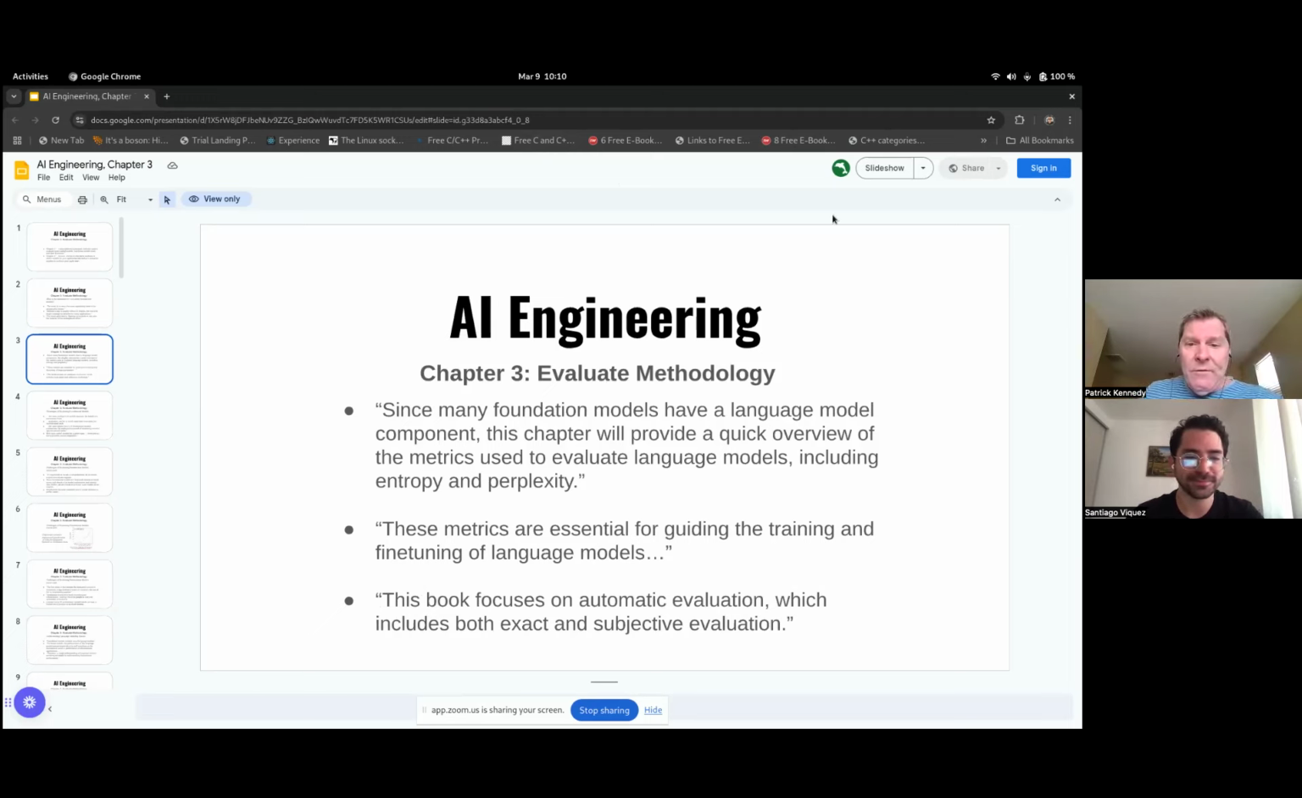So many foundational models have a language model component. This chapter will provide a quick overview of the metrics used to evaluate language models, including entropy and perplexity, which I found very, very interesting.